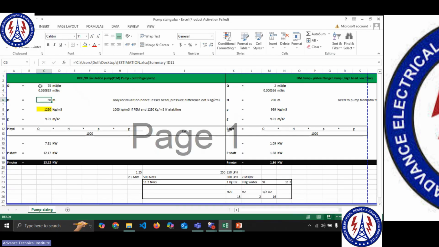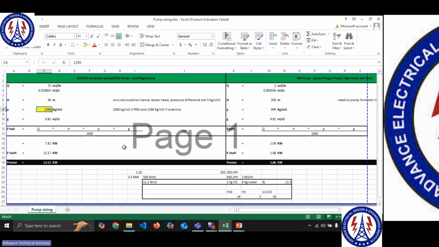So this is fixed. We need to create a pressure difference of about 3 kg. This is a standard thing that I have seen in the market also. Whenever we ask for this pump, the electrolyte recirculation pump, generally the head is between 20 and 30. So in this case, we are going to take 30 as a head. This is irrespective of the technology.